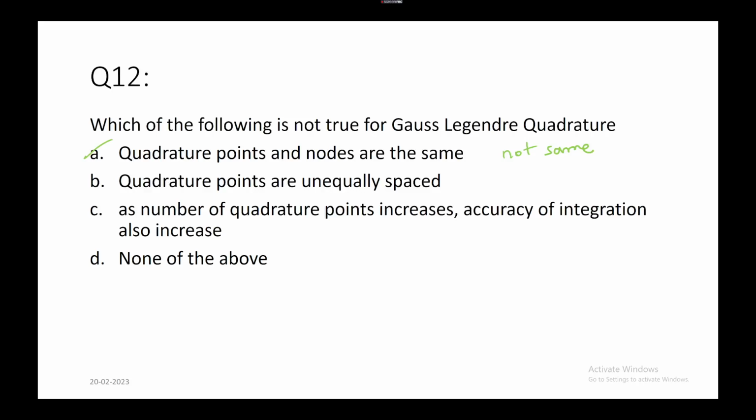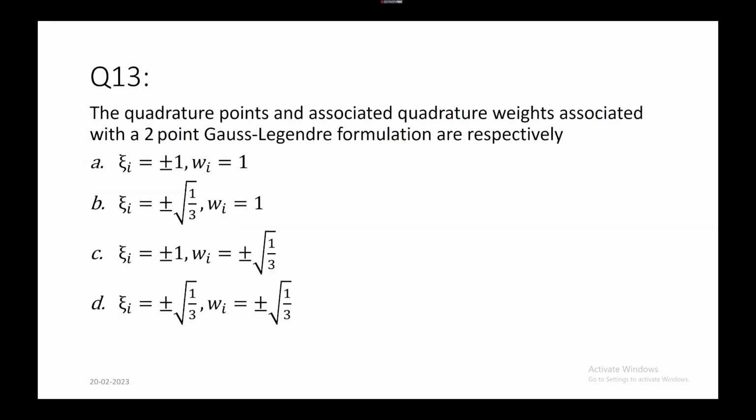The quadrature points are unequally spaced. Yes, this is true, we saw it in the last point. And as the number of quadrature points increases, accuracy also increases. This is also true. The more quadrature points, the more places where the function is evaluated. This means the integral accuracy will obviously increase. So these both are true. Option A alone is false, so the answer is A. So let us go to the next question.